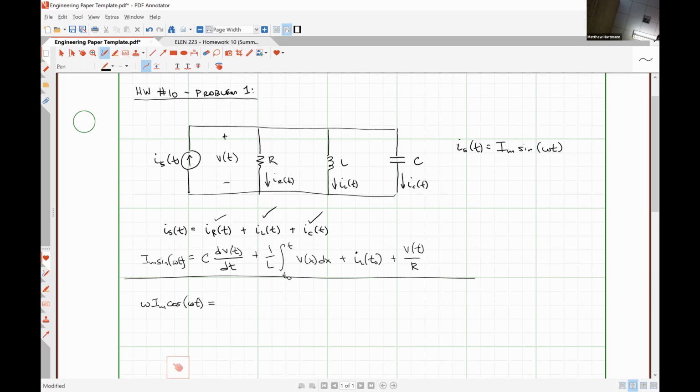All right, let's see. If I take the derivative of C dv/dt with respect to time, what do I get? C times the second order derivative of v(t) with respect to time. If I take the derivative of this guy next, what am I going to have? The resistor current term: 1 over R dv/dt.